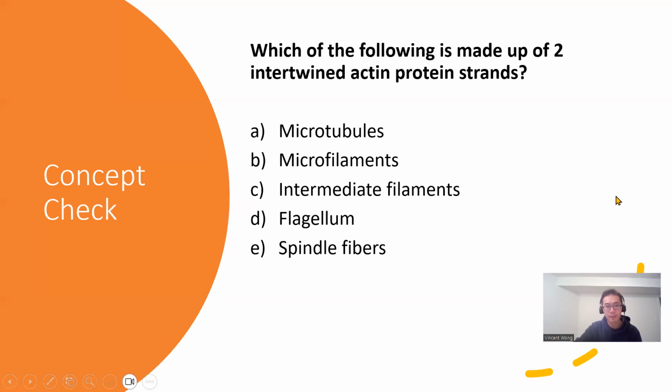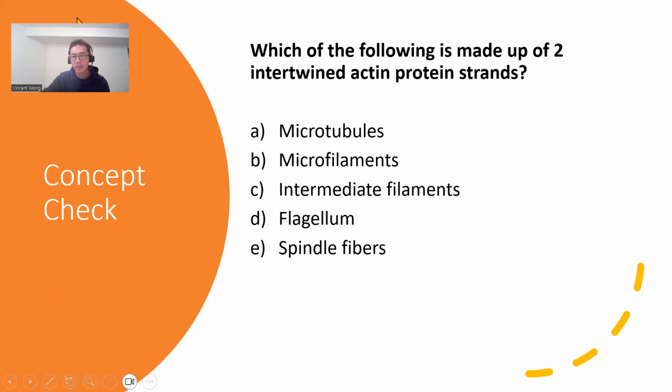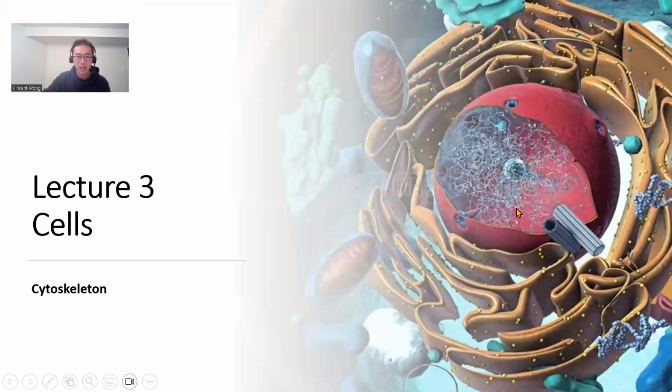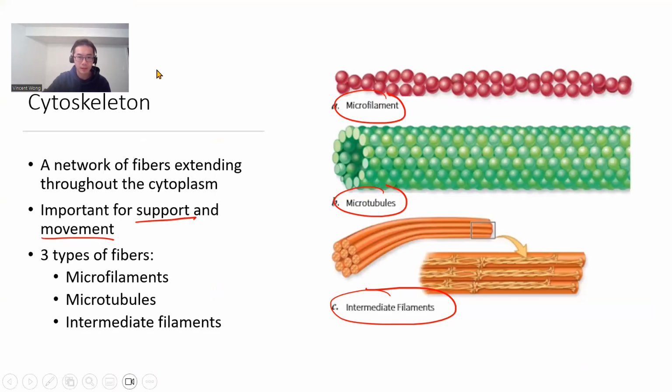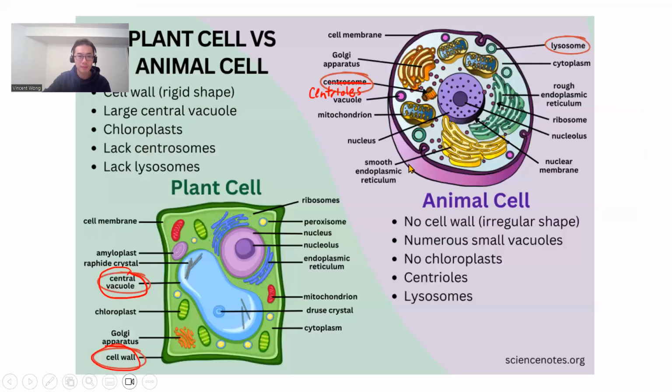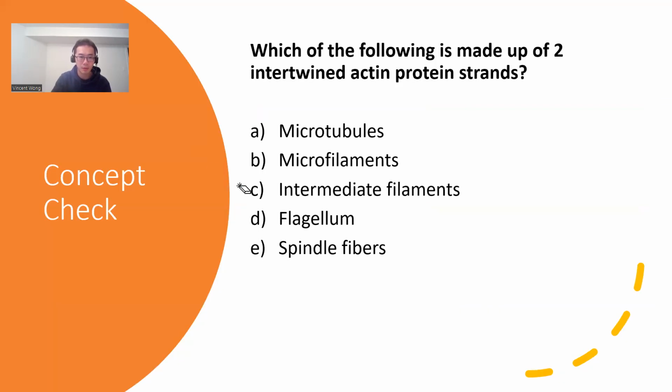Last question. Which of the following is made up of 2 intertwined actin protein strands? So I'm just going to show you. I think you guys are running out of steam. Right here. Microfilament made up of 2 intertwined actin protein strands. So the answer is microfilament.